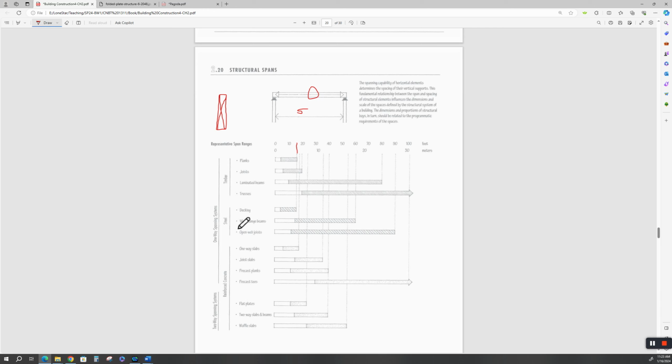All right, steel decking says it can go up to 10 feet. That's composite steel decking. That's not just metal sheets. Wide flange beams, they can go up to 60. Those are going to be deep beams. Open web joist can go up to 90 feet.